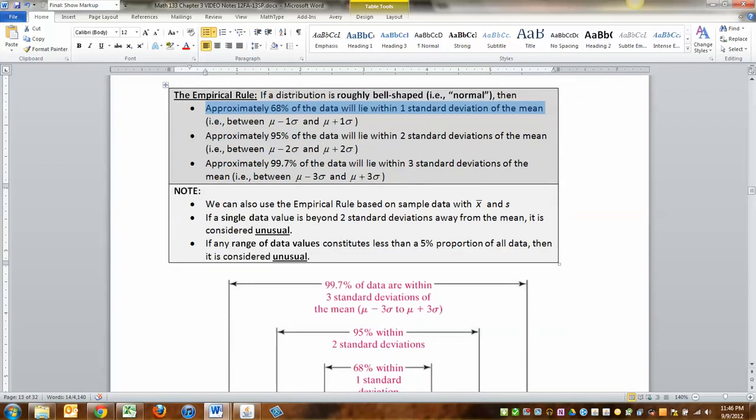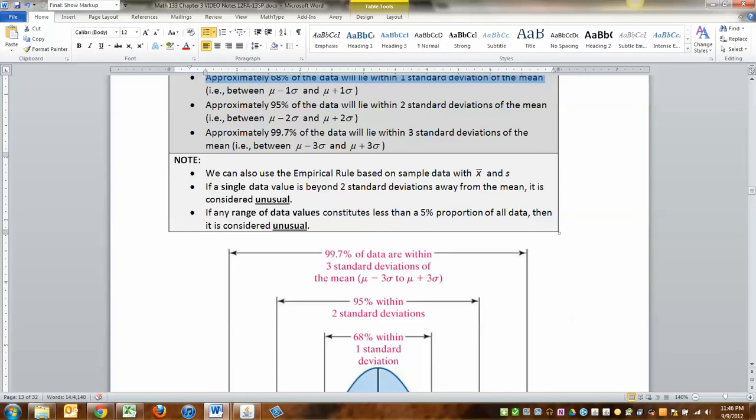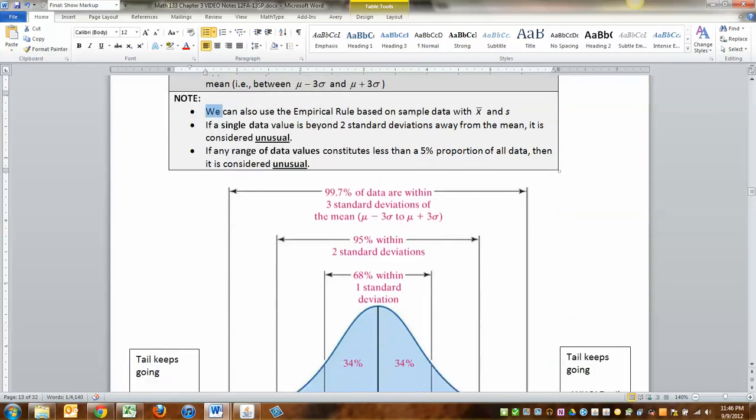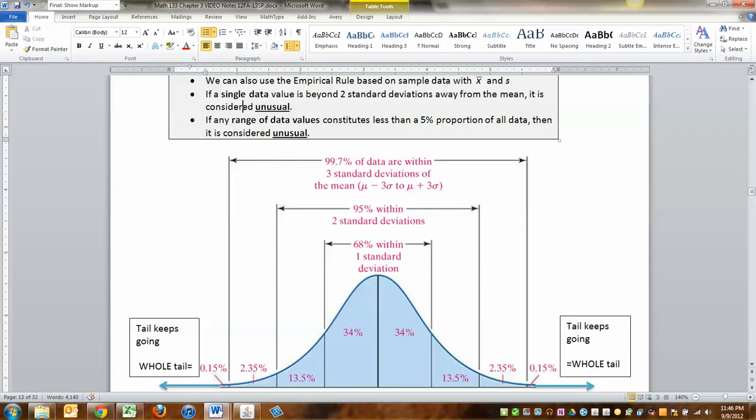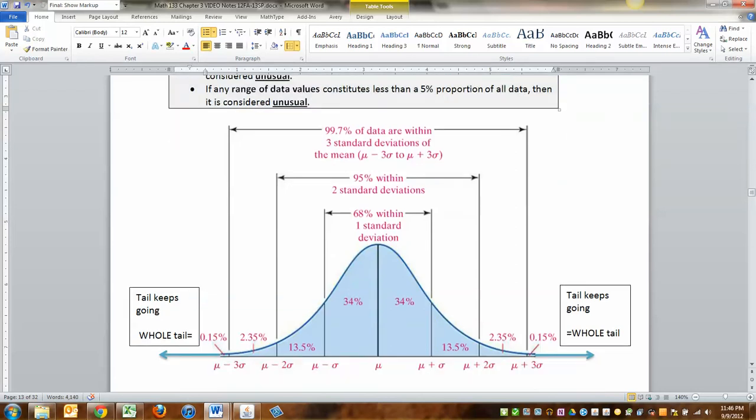So note, we can also use the empirical rule based on sample data with X bar and S. It doesn't have to be mu and sigma. If a single data value lies beyond 2 standard deviations away, it's considered unusual. If a range of values is less than 5%, that's also considered unusual.